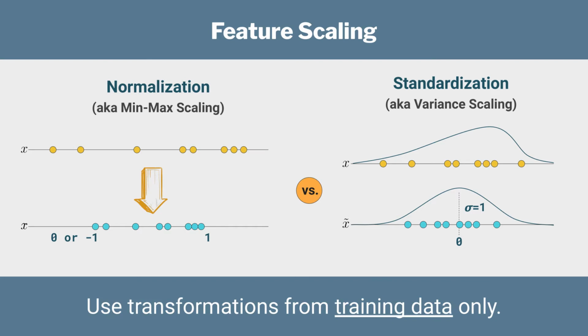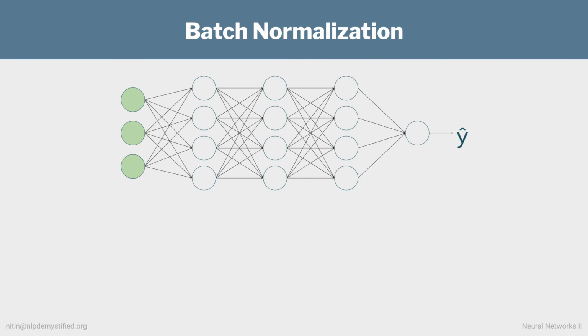An important thing to keep in mind is to use the transformations from training data only. So at training time, normalize the training data set and save the scaling values. Then at test time, use the same scaling values for the test data and for subsequent predictions. This is because we don't want our scaling to be influenced by test data and therefore get some kind of bias.